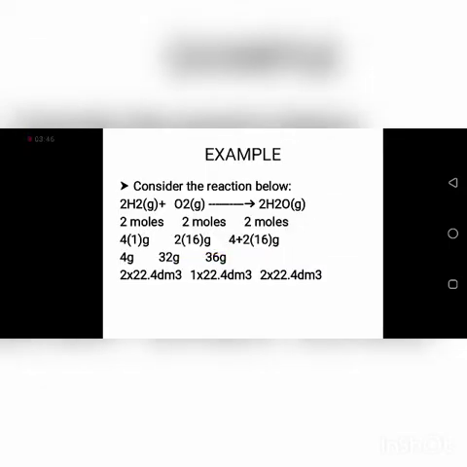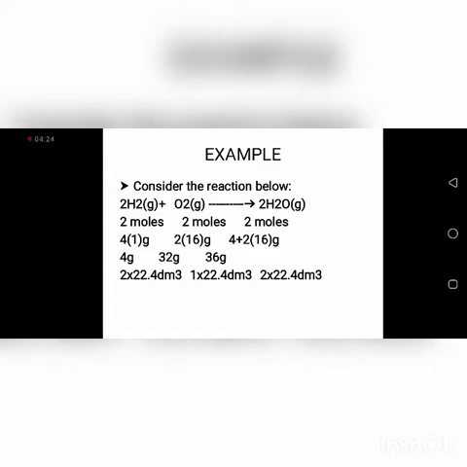So let's take an example here. Consider the reaction below. This reaction shows that hydrogen gas combines with oxygen gas to give steam. If you look at the reaction, the coefficient before hydrogen gas is 2. That shows that 2 moles of hydrogen will require 1 mole of oxygen. The coefficient before oxygen is 1, not 2. 1 mole of oxygen gives 2 moles of water.